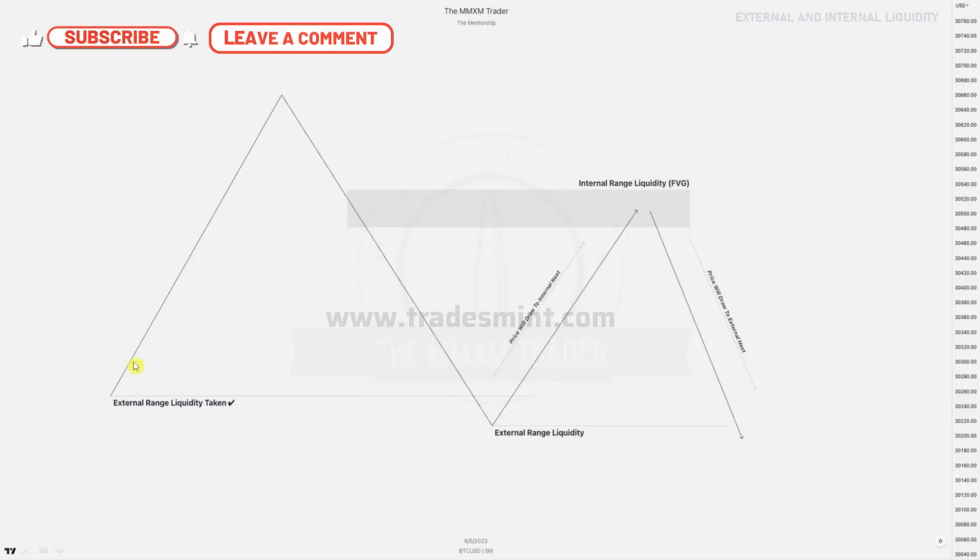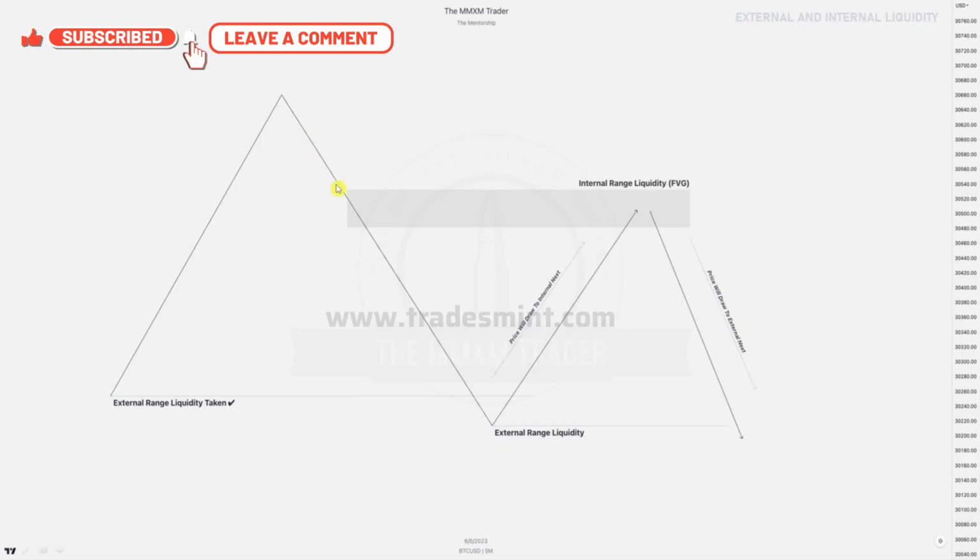We've got this move up starting from here. So we have external range over here, which is an old low, right? We move up, going down, down, down, taking out that low. So that is external range liquidity, right? Because there's an old low down here. Now, price only does two things, right? It goes to old highs and old lows, or seeks to reprice into imbalances.